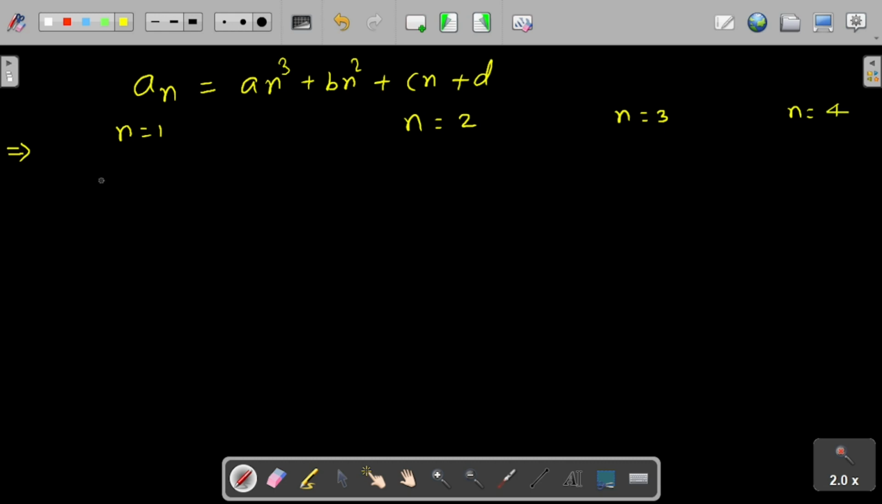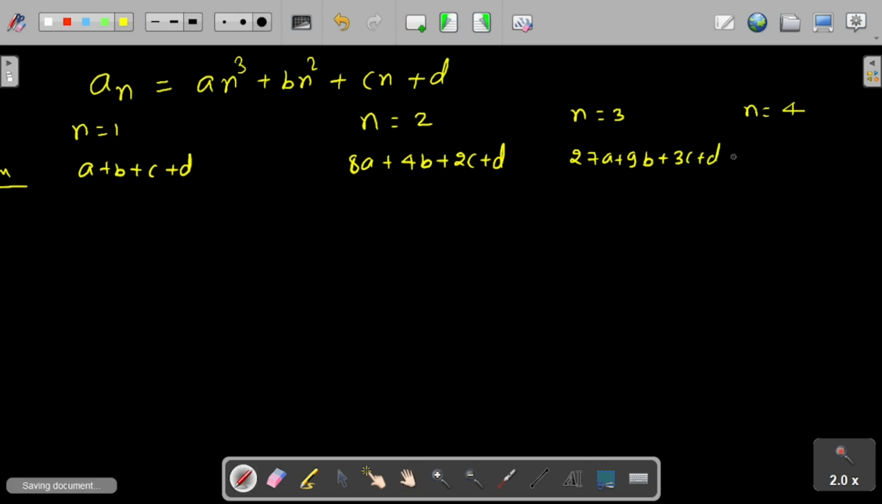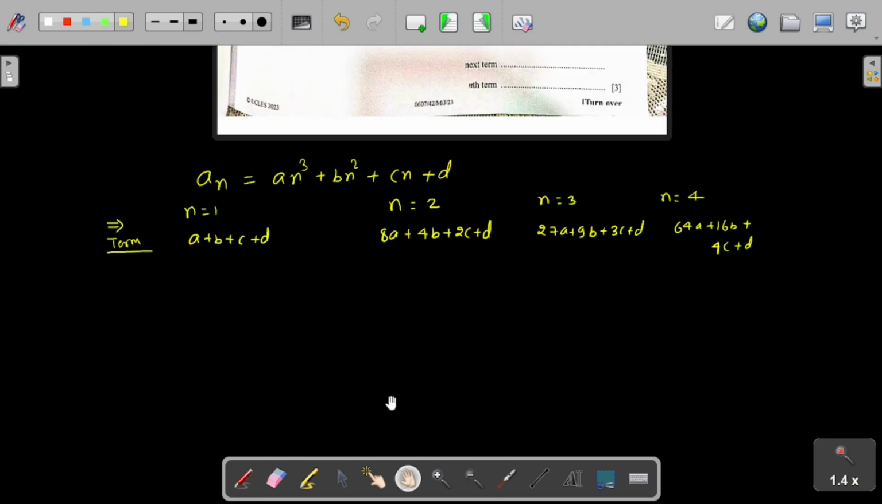So for n is equal to 1, the term will be a plus b plus c plus d. When you put n is equal to 2 in this expression, you will get 8a plus 4b plus 2c plus d. When you put n is equal to 3, you will get 27a plus 9b plus 3c plus d. Similarly, when you put n is equal to 4, we will get 64a plus 16b plus 4c plus d. These are the terms only, right?